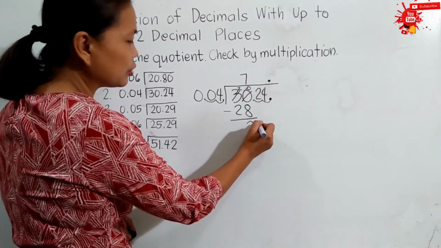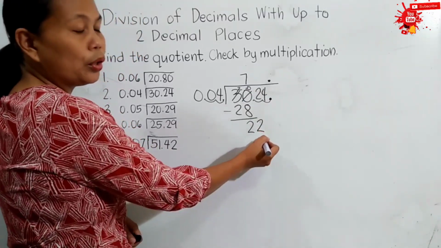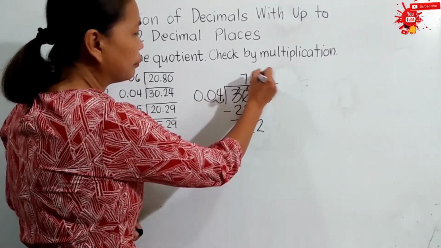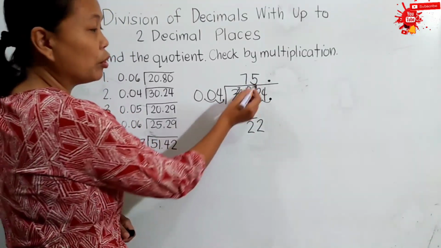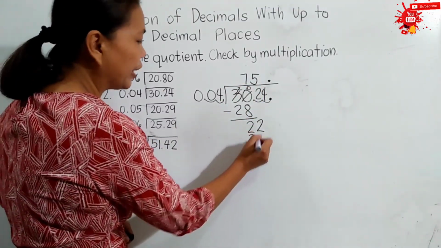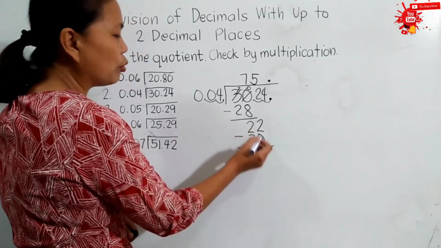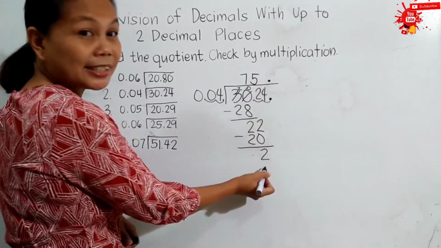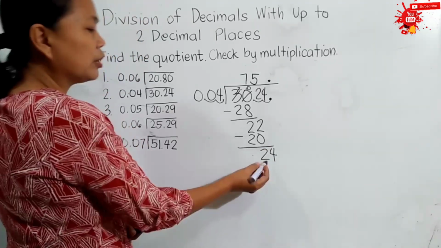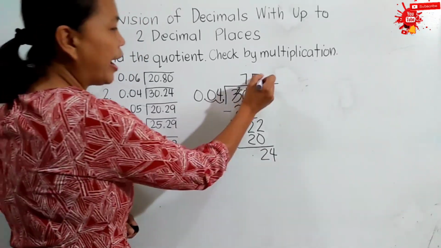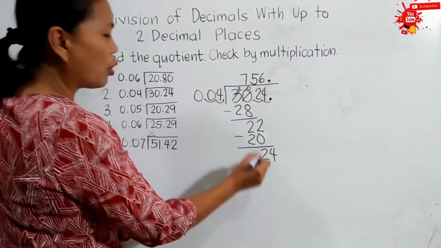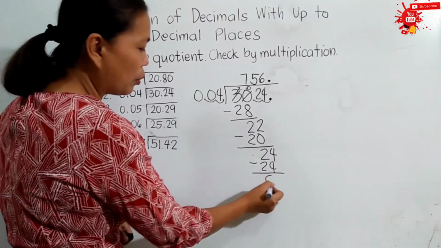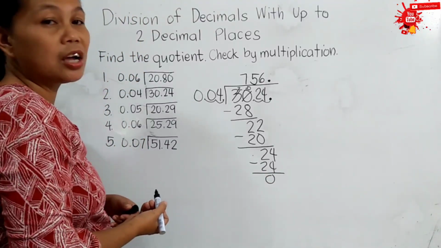Then magbi-bring down tayo ng susunod na digit, which is 2. So magiging 22 divided by 4. So we have 5. And then 5 times 4, i-multiply naman ulit natin. So we have 20. Then subtract ulit natin. So 2 minus 0 is 2. And 2 minus 2, 0. Okay, then bring down the next digit. So bring down 4. So 24 divided by 4, we have 6. So 6 times 4, 24. And 24 minus 24 is 0. So our answer is an exact value.